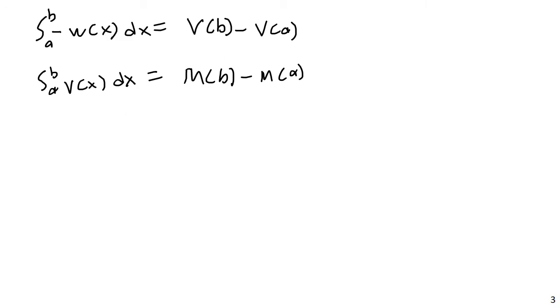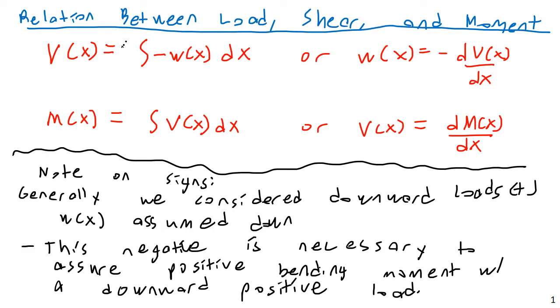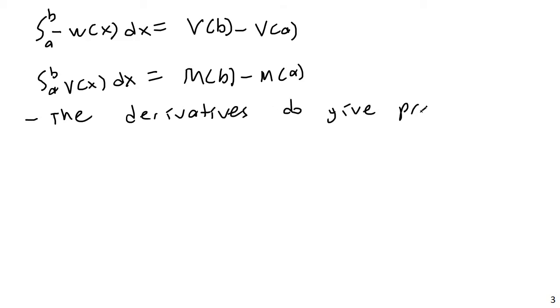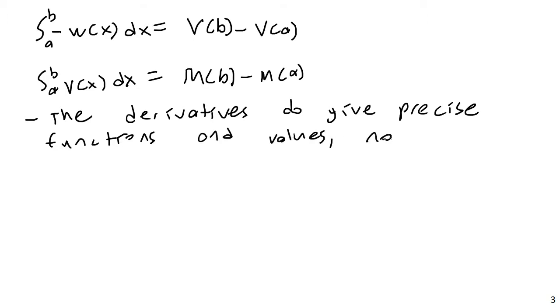Okay. I think the source of confusion here was that I wrote this one with the order reversed. I flipped the equation. But of course, we know from calculus that the derivative does in fact give us the actual value. So the derivatives do give us the precise functions and values. No boundary condition needed, of course.